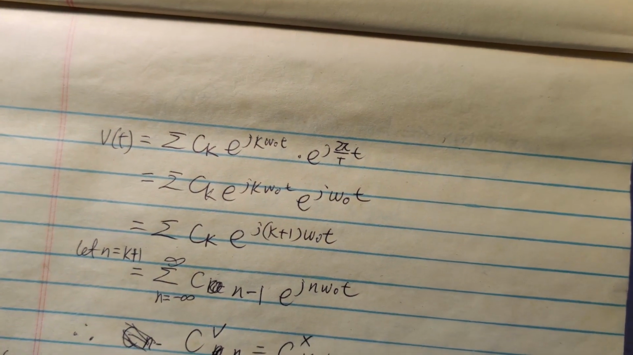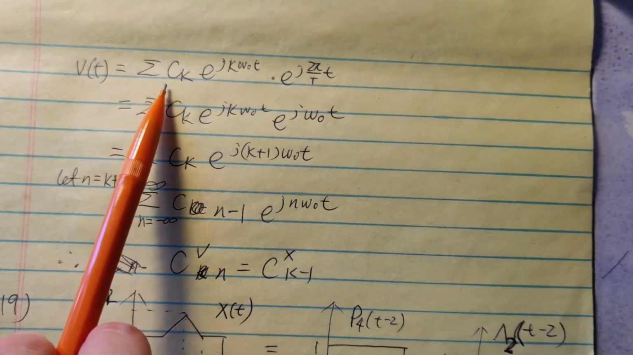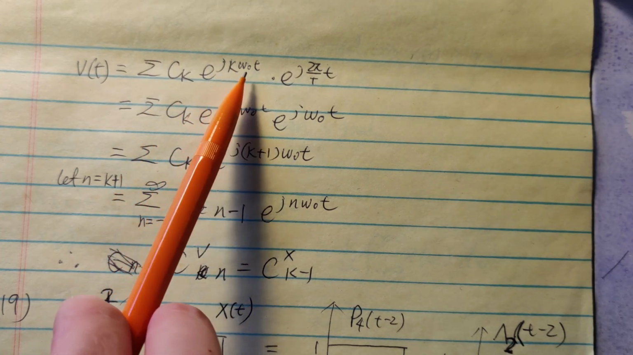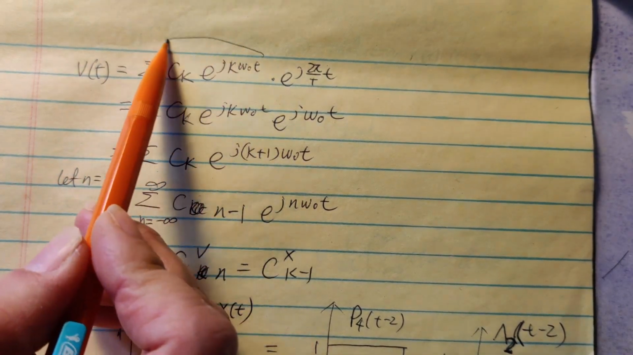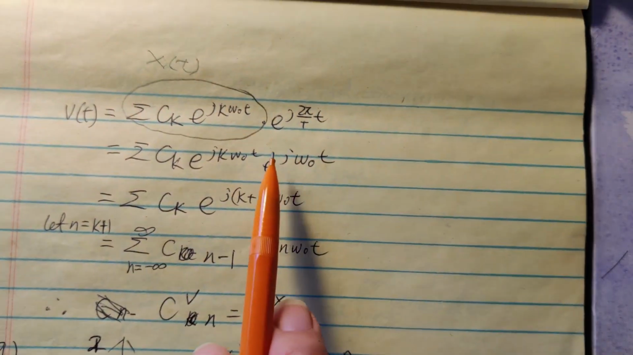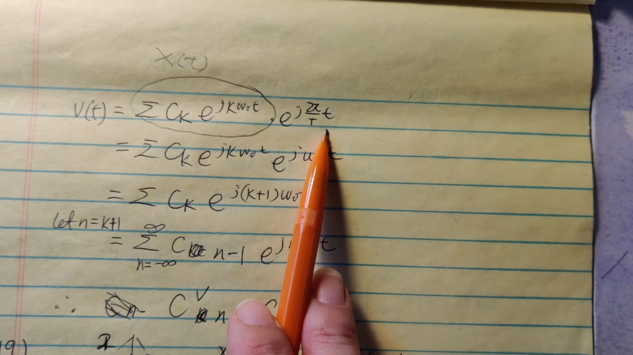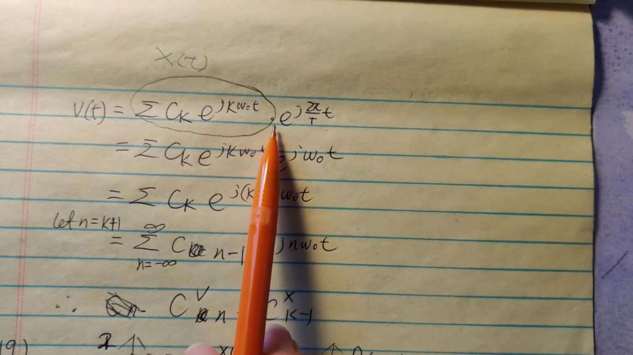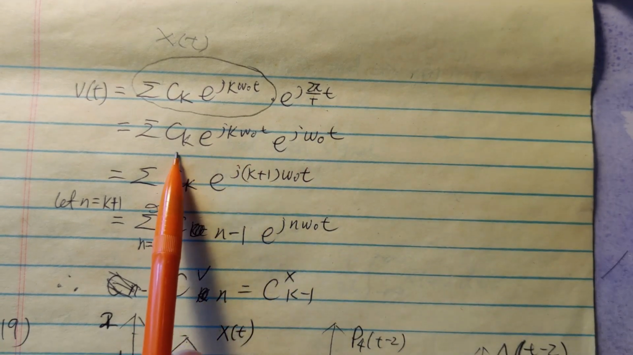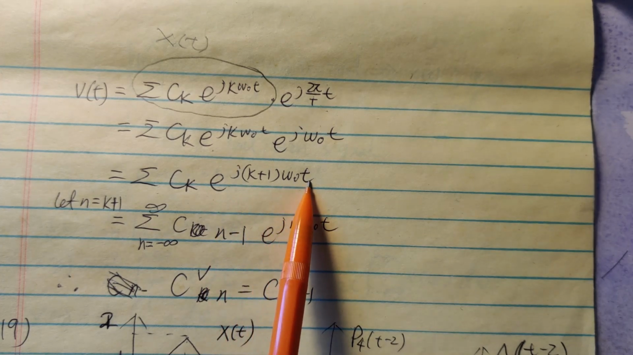Okay, so here we write V(t). V(t) is c_k e^(-jkω0t). What is this one? This is x(t), right? x(t) times e^(j2π/T t). So this is in your condition. Now we combine those two together. Remember, 2π/T is ω0 as well. So here we combine them together. We have c_k e^(j(k+1)ω0t).